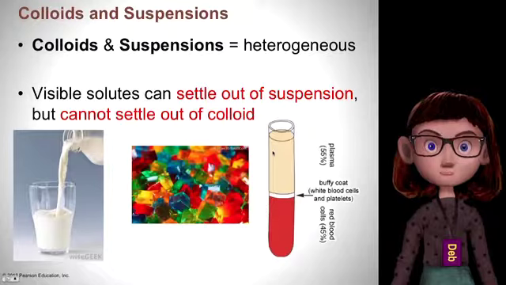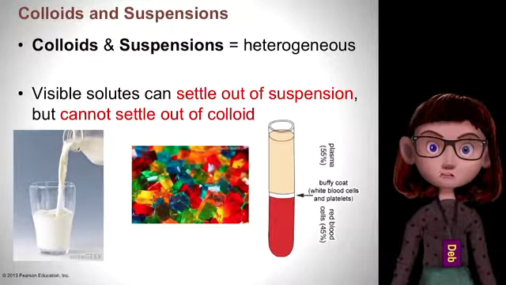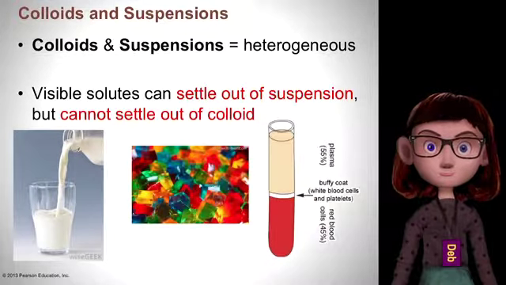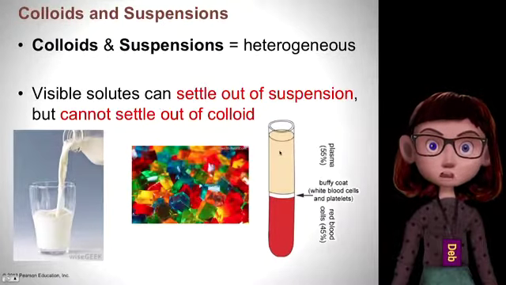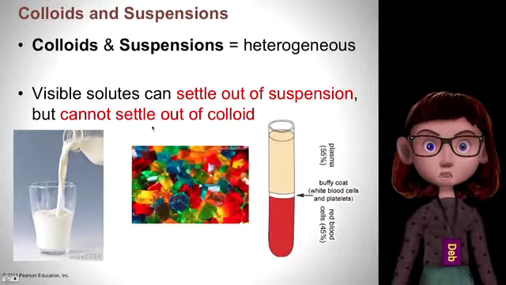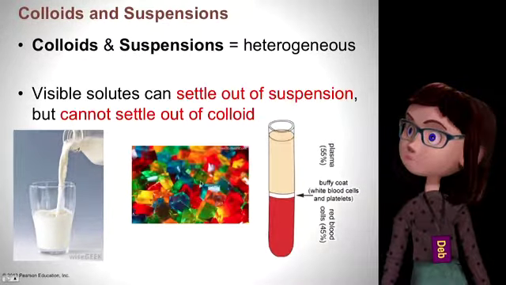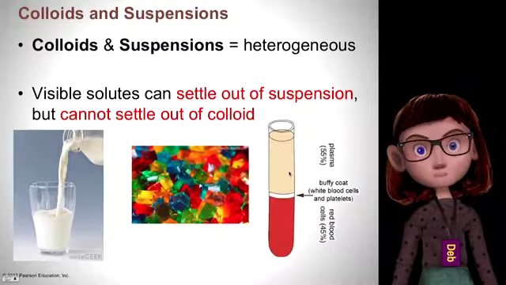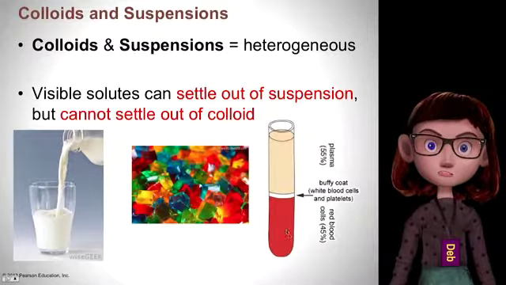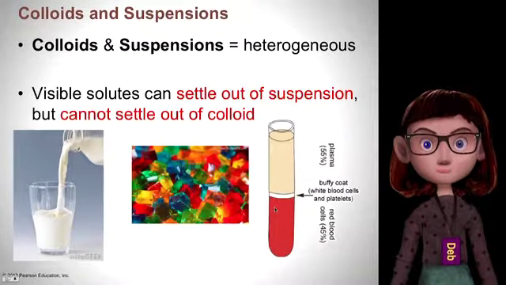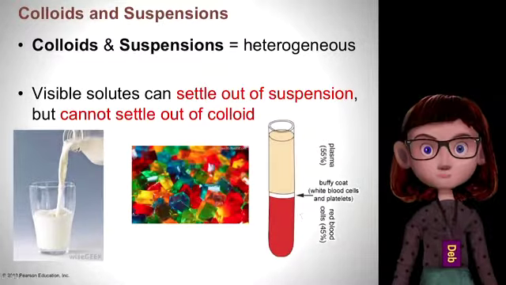Colloids and suspensions. Colloids and suspensions are called heterogeneous because there's actually several things together that make up that material. The visible particles can settle out of a suspension, but they cannot settle out of a colloid. So in the middle here we see jello cubes. That would be a colloid. And over on the right, you can see whole blood that has actually been centrifuged so that the heavier particles can come out of this solution into the bottom of the test tube.